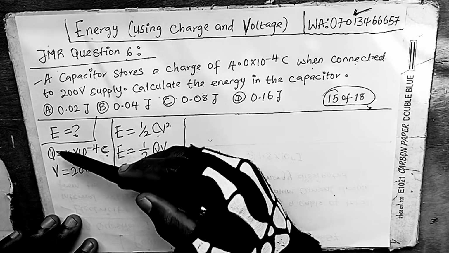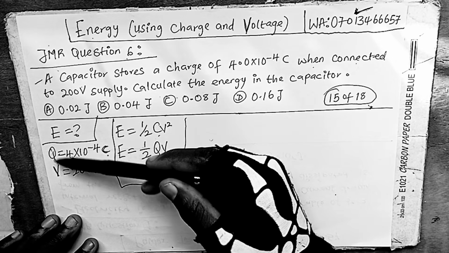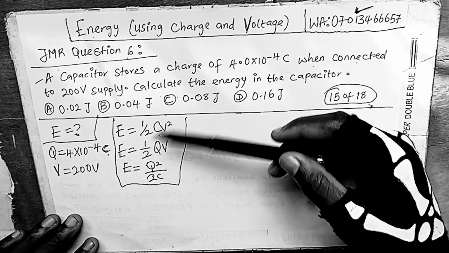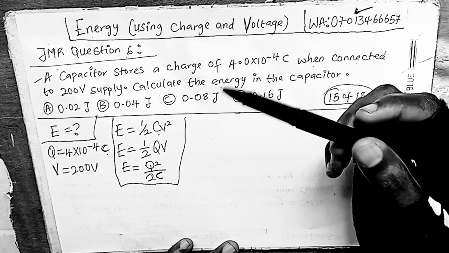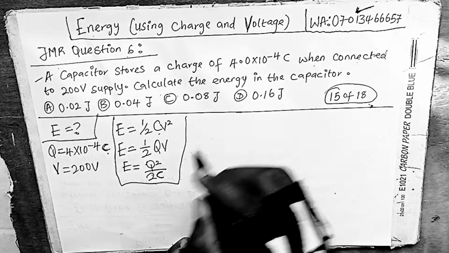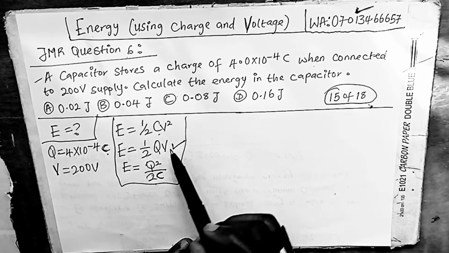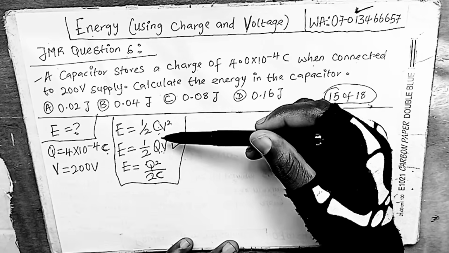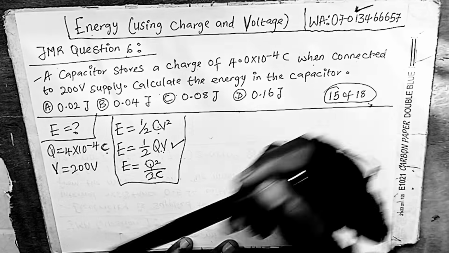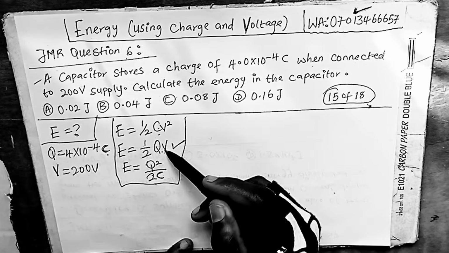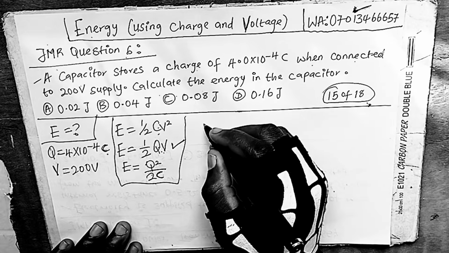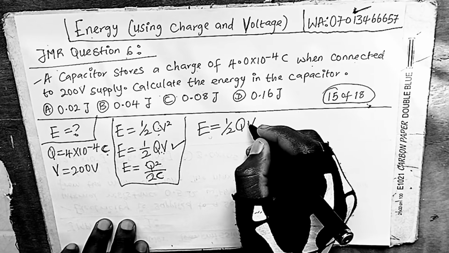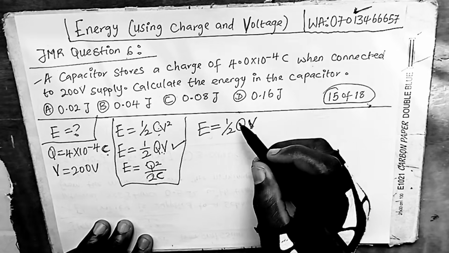Let's calculate. We are given the charge and volts to solve, so which of these formulas will work well? The easiest formula to use to get the answer is number 2, because we have charge and we have volts. The first one needs capacitance and volts, but they don't give us capacitance. The one where we have charge and volts is the one we use. So applying this formula, we are going to have E equal to 1 over 2 QV.